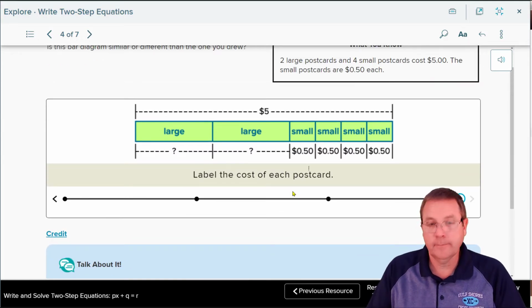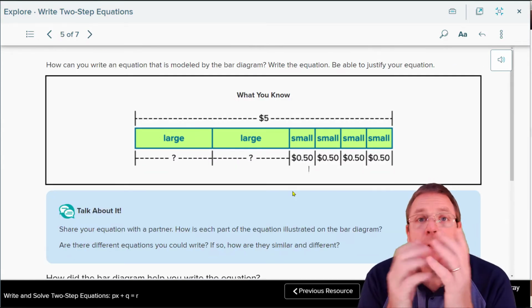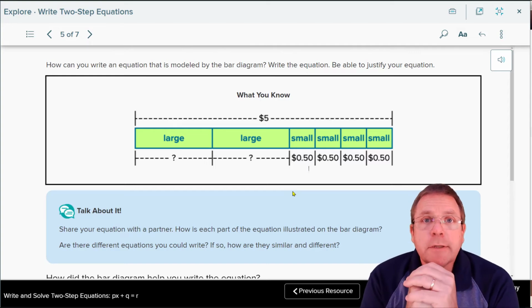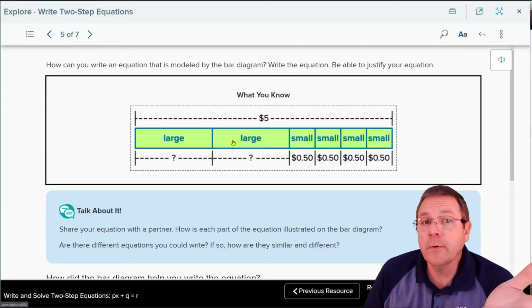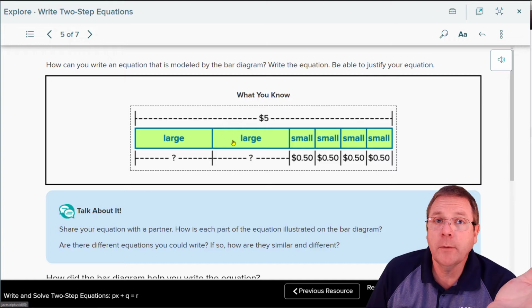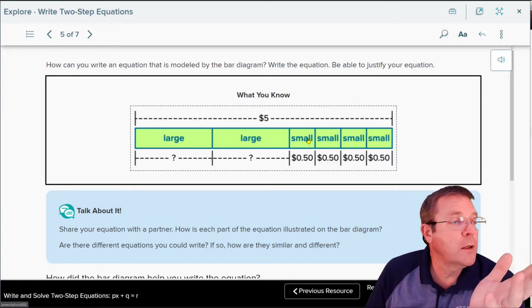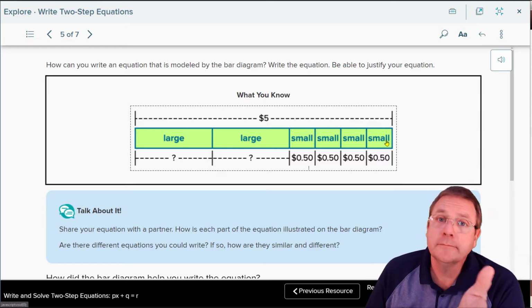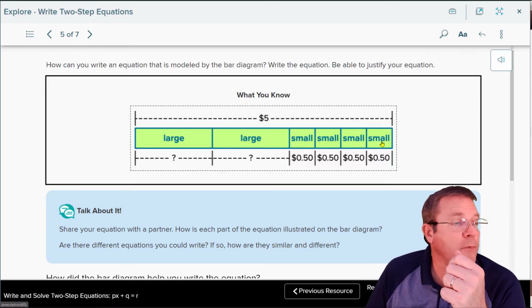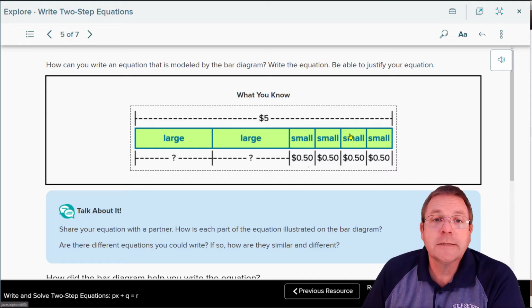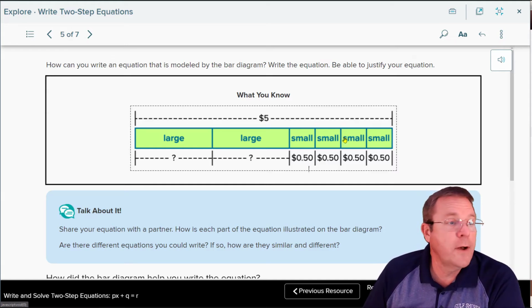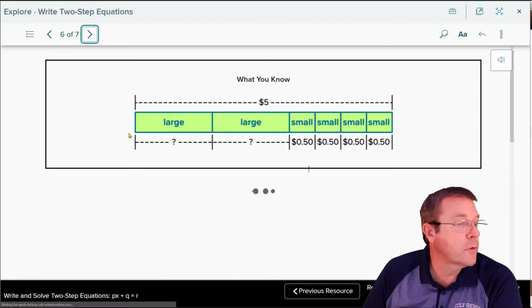Now, if we wanted to write an equation to represent this data, it's really very easy to do. All we have to do is say 2 times some unknown number. Do we have something to represent an unknown number? Sure we do. That's going to be x. So 2 times x plus, what's 4 times 50? That's going to be $2. Or 4 times 50 cents will be $2. So 2 times x plus $2 is going to equal the total of $5 that they gave us for the whole postcard set.